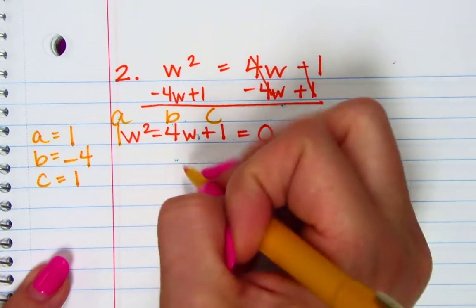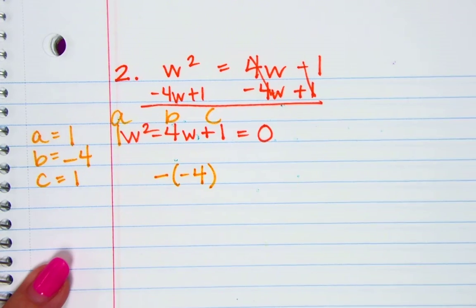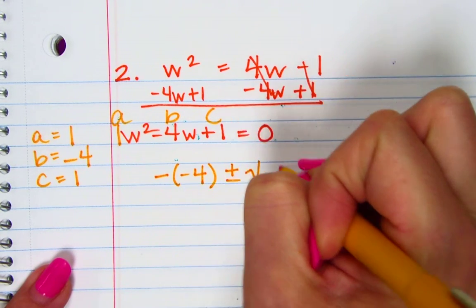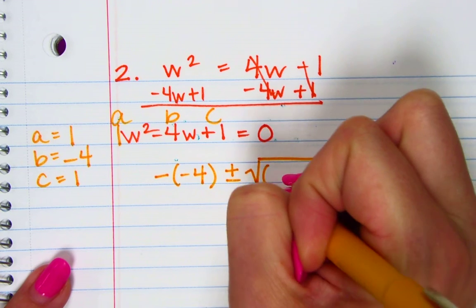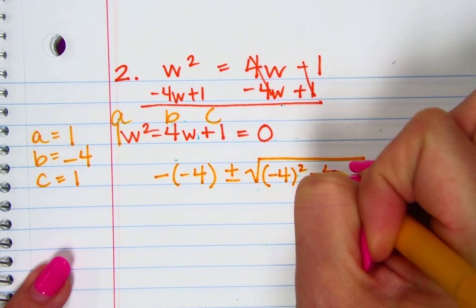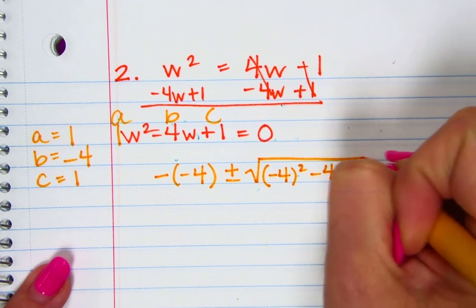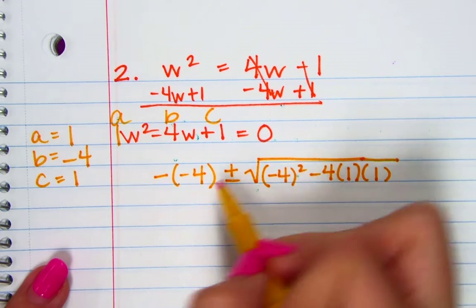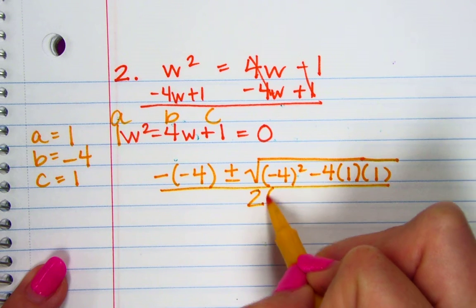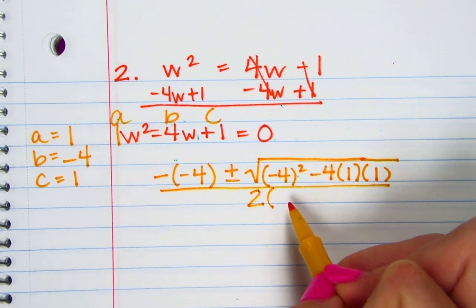So let's do negative b. Negative 4, which will become positive 4. Then plus or minus the square root of b squared. So that's negative 4 squared minus 4 times 1 times 1. Both A and C are 1, so it's 4 times 1 times 1. All over 2 times 1.